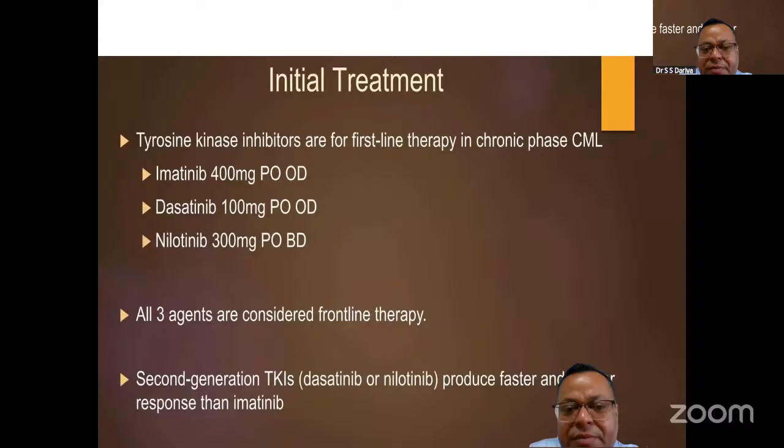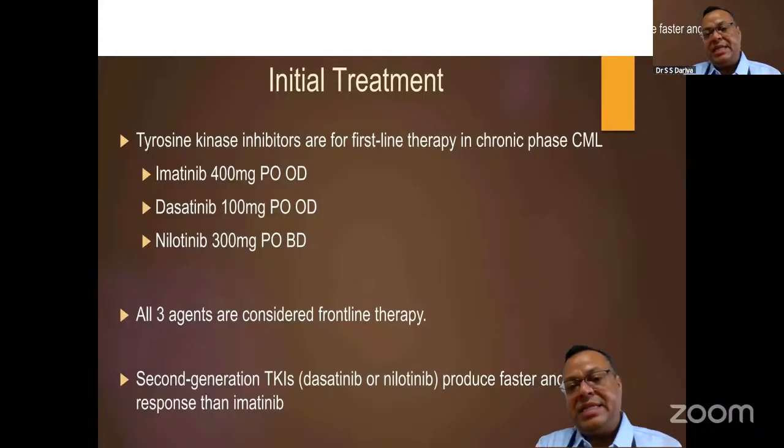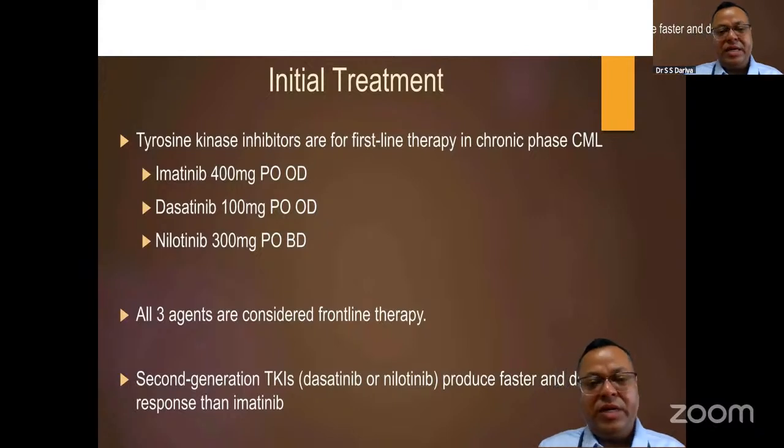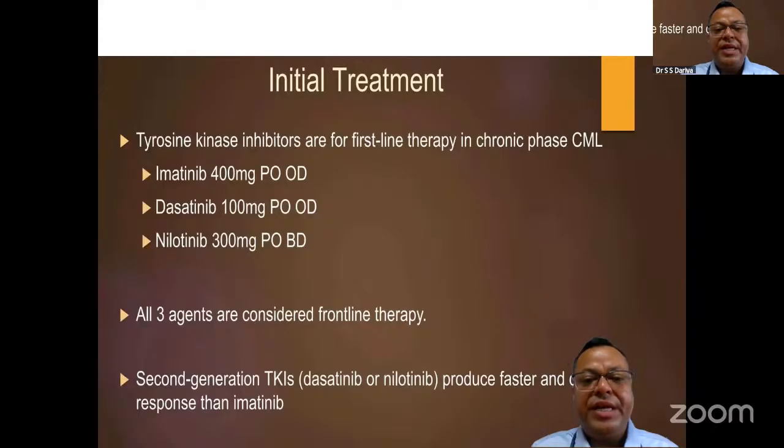So initial treatment is with the TKIs, tyrosine kinase inhibitors, which are the first line in the chronic phase. Keep in mind that I will be talking about the chronic phase, the first phase. Second is accelerated, third is the blast. So in chronic phase, we should start with the TKIs, and they are imatinib, dasatinib, and nilotinib.